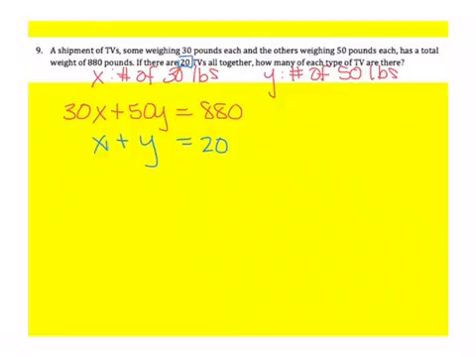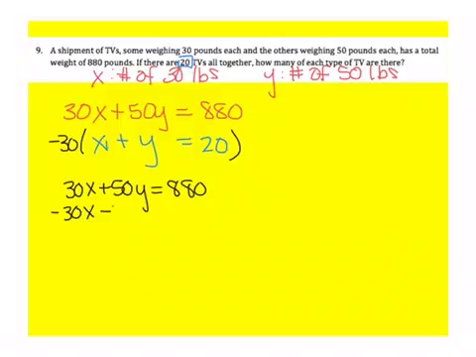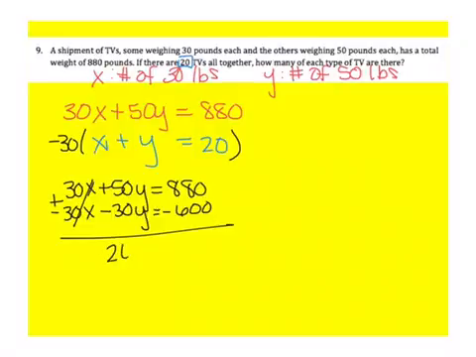So now this is an elimination problem. Remember, we want them to cancel or eliminate one of the variables when we add straight down. So I'm going to go ahead and multiply this bottom equation by a -30. So I still have the top equation, 30x plus 50y is going to equal 880. And now my bottom equation is going to become a -30x minus 30y is going to equal a -600. So we're going to add these straight down. My x's cancel out. I get 20y is going to equal 280.